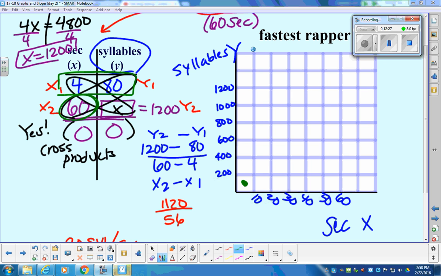We're going to say right 60, up 1,200. And then, of course, we have 0, 0. So we have this nice line that represents the rate at which the rapper is getting those syllables out.